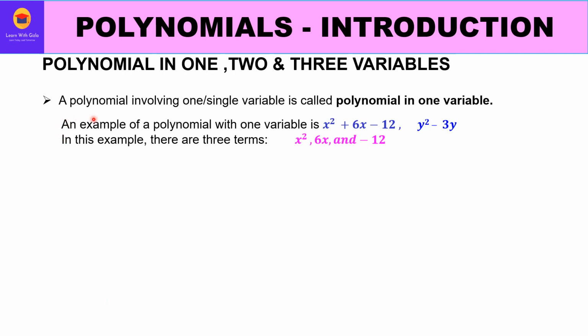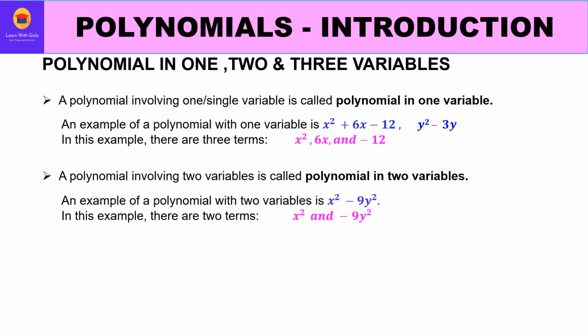So first of all, a polynomial involving one or single variable is called a polynomial in one variable. For example, x square plus 6x minus 12. Only one variable is used, that is x. And there are three terms involved, x square, 6x and minus 12. Similarly, we have y square minus 3y. In this also two terms are there, y square and minus 3y. Only one variable we have used, that is y.